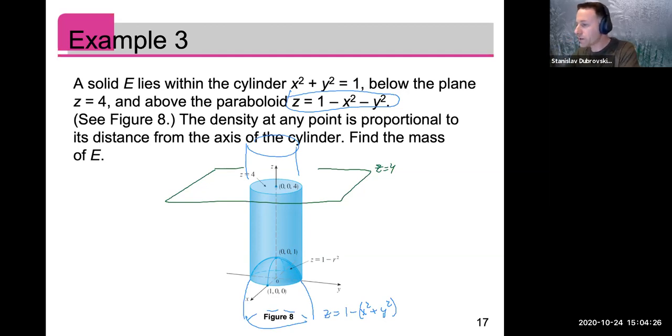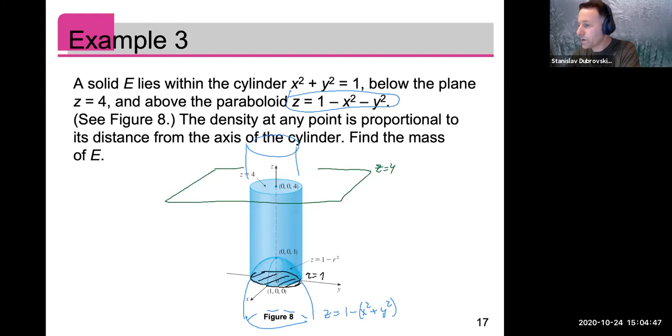So since it's inside the cylinder, the projection onto the xy plane will be just a circle, right? Just a unit circle. So that is r equals 1. So clearly, we will be doing the integration on top of this unit circle.